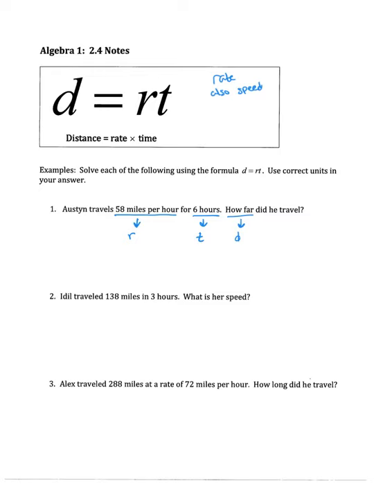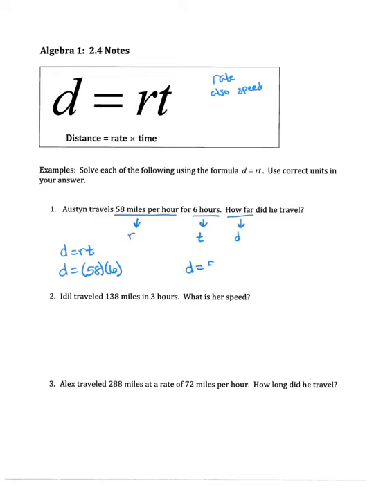So here's your formula. D equals RT. Now I'm going to substitute what I know. I don't know D, but I do know R, which is 58, and I do know T, which is 6. I put them in parentheses because whenever I substitute a number for a variable, I put it in parentheses so I remember it's a substitution. And I put the parentheses by each other because they're being multiplied. You can write it like this.